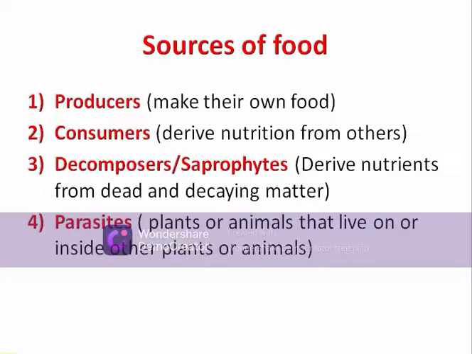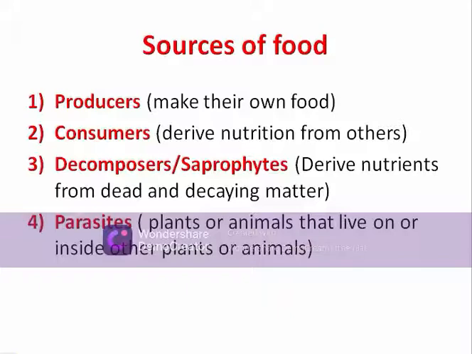On the basis of sources of food, living things are divided into different groups. The first one is producers. Producers are the plants that make their own food. Actually, only plants can make their own food. Mostly animals do not make their own food. The next one is consumers. Consumers derive nutrition from others, like they depend on other animals or plants.